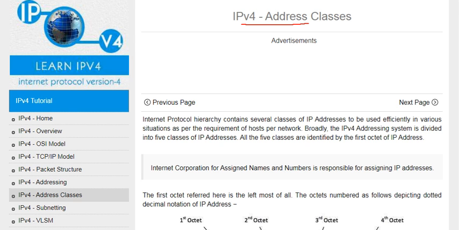So the next topic is IPv4 address classes. The IPv4 address system is divided into a total of 5 classes of IP addresses. All the 5 classes are identified by the first octet of the IP address.